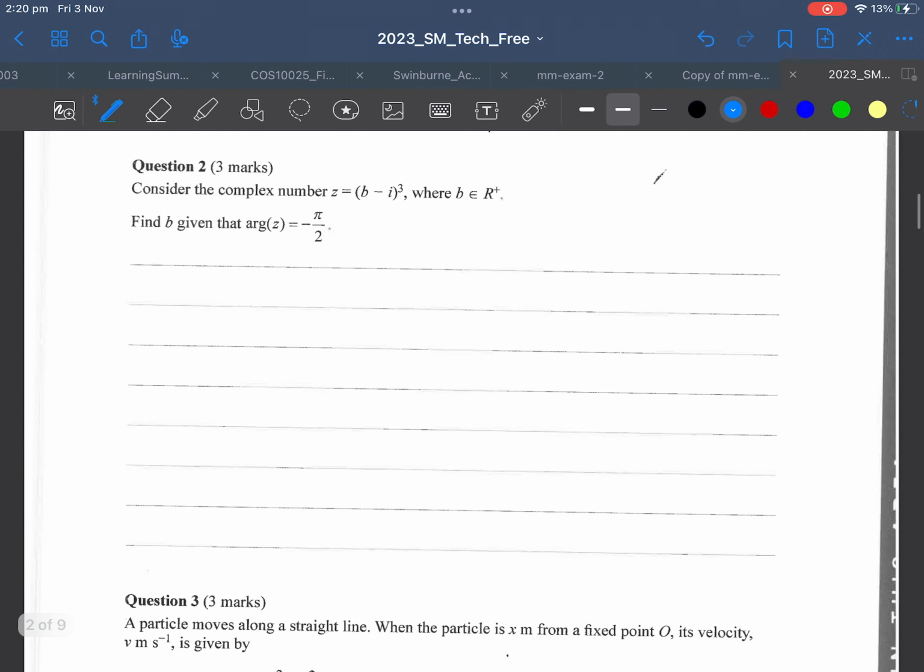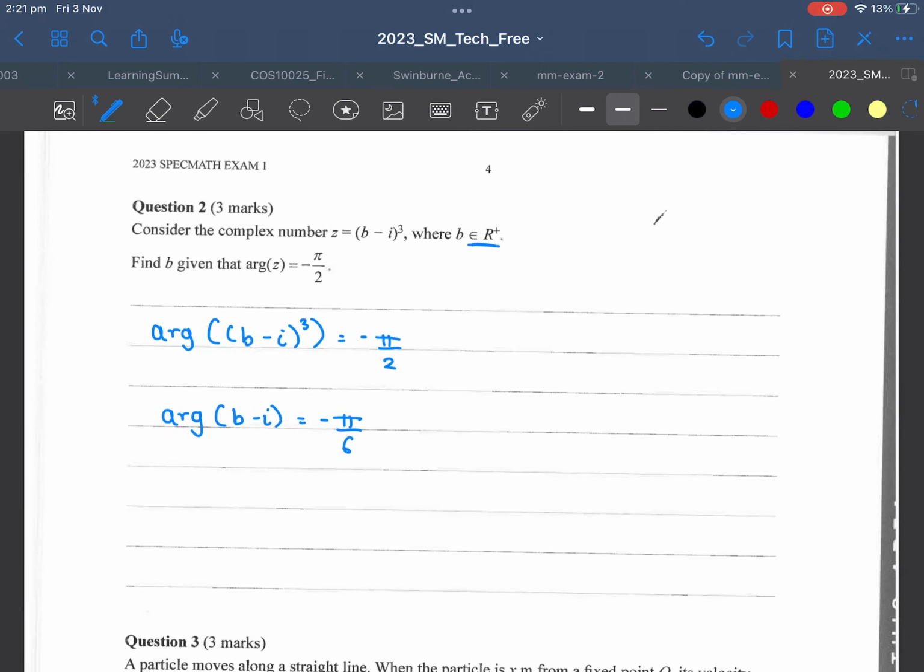Now moving on to question number 2. So we have this complex number question over here. So consider the complex number z equals to this, where b is a positive real number. Find b given that the argument of z is going to be minus pi on 2. So the argument of b minus i, whole cubed, is going to be minus pi on 2, which means that the argument of b minus i is going to be minus pi on 6.